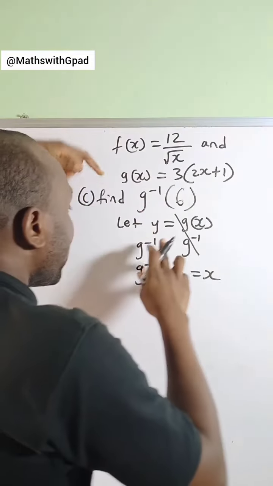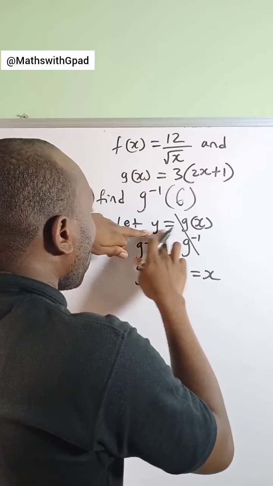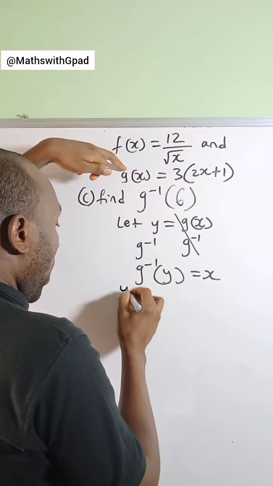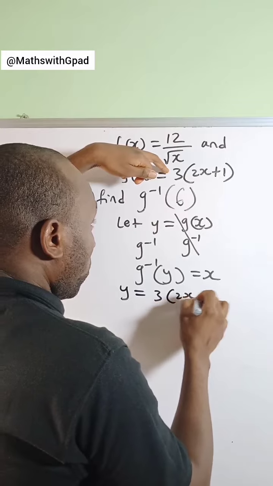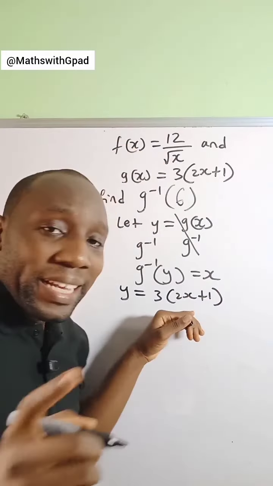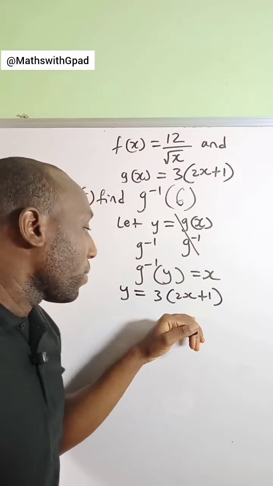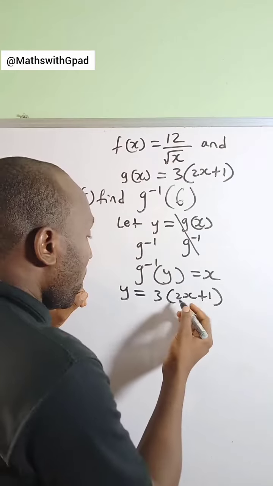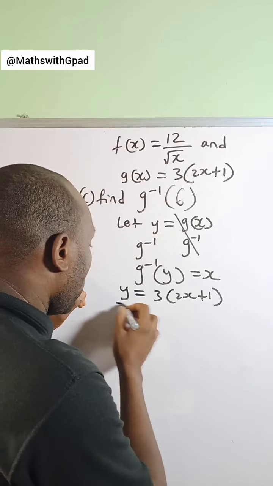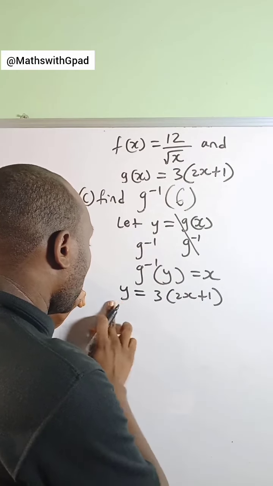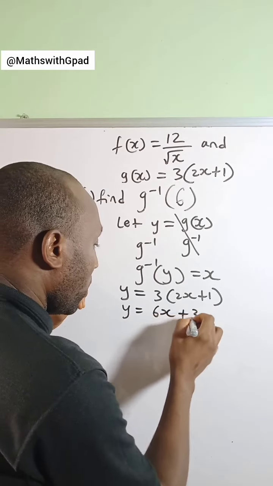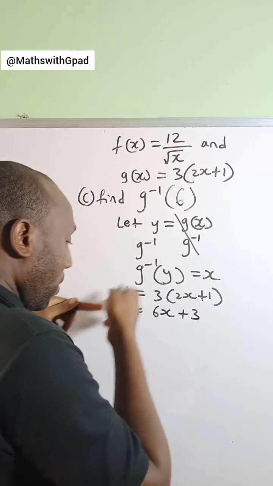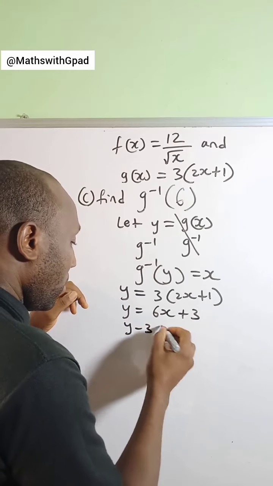Now let's come here. We said let y be equal to g of x. So keep that y is equal to what? 3 bracket 2x plus 1, right? Now we want to make x the subject of the formula. I'll tell you why as we proceed. So if you do that, let's expand this first of all. Y is equal to what? 6x plus 3. If you move 3 over, you get minus 3.